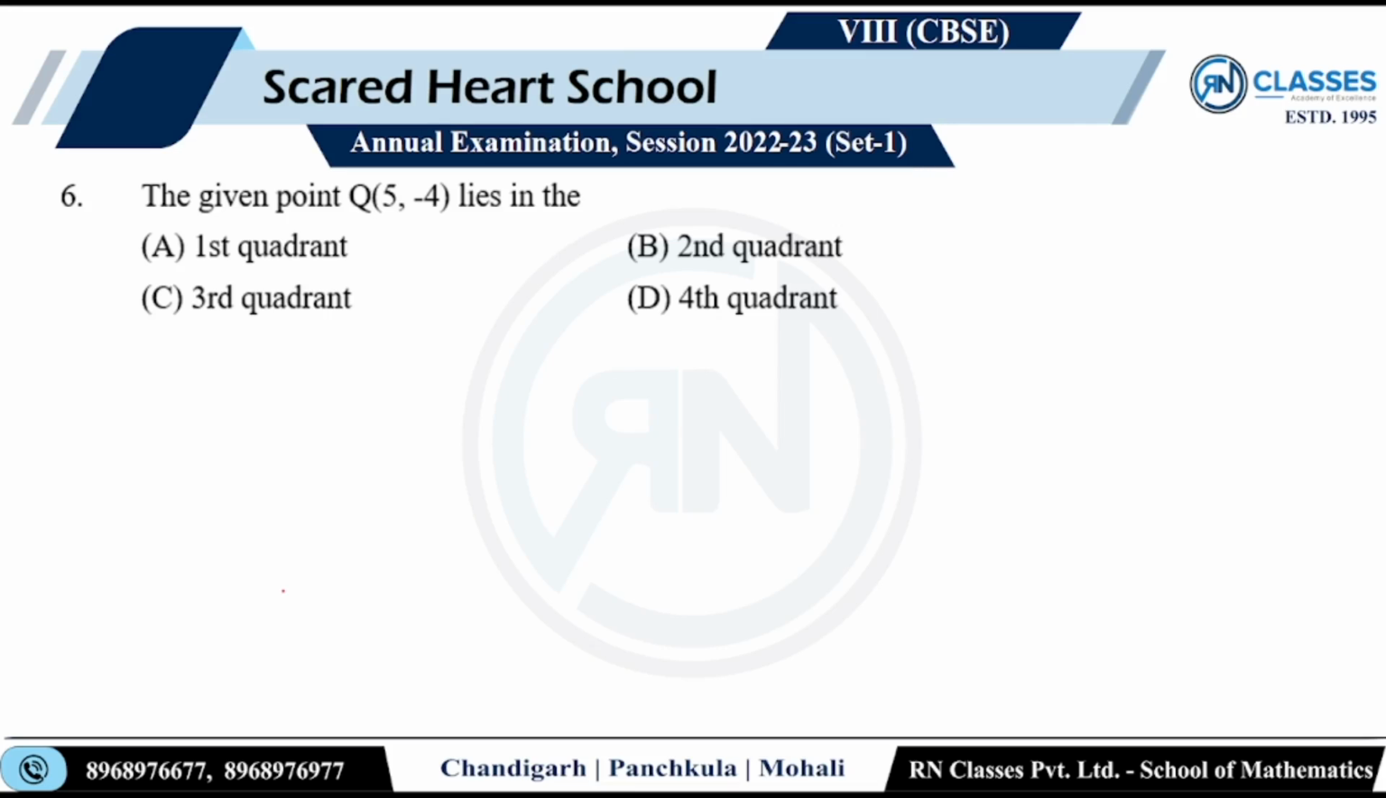Given point Q (5, -4). Actually it was visible that it is in the fourth quadrant because y is negative and x is positive, right? Otherwise you can plot it. X is positive, so of course I have to choose from here, and y is negative, of course it goes over here. The point would be somewhere over here, right? Just a rough estimate. Answer is D.